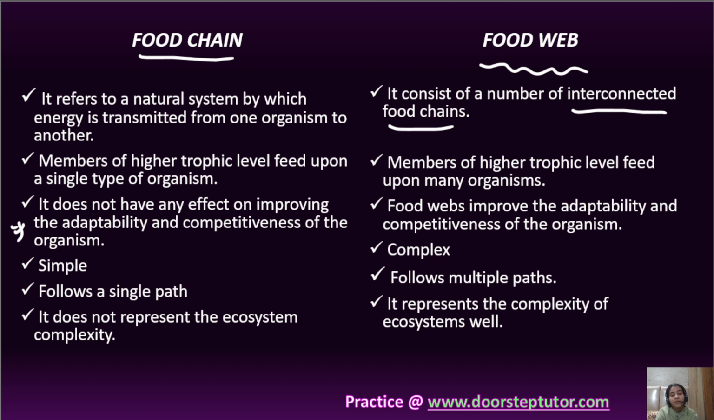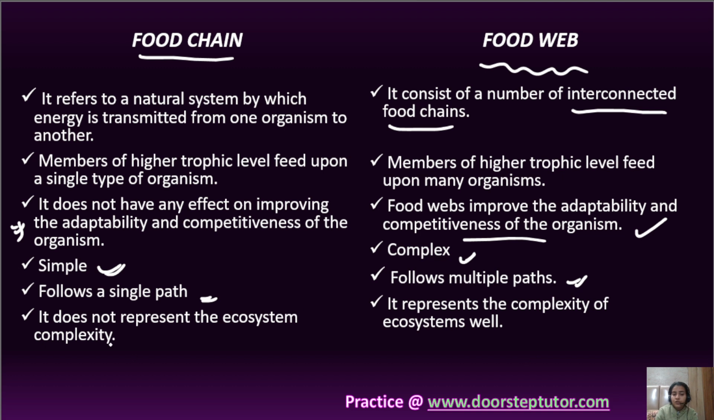So here the adaptability is less in case of food chain, while in case of the food web, the adaptability and competitiveness can be improved. Now in case of food chain, we are talking about the complexity. The food chain is simple in complexity, while the food web is complex. Apart from that, it follows a single pathway, while the food web can have multiple pathways.